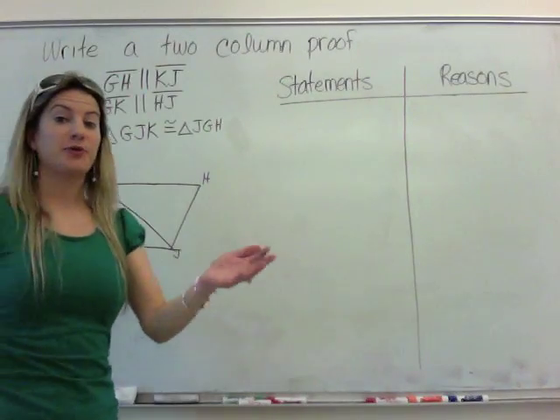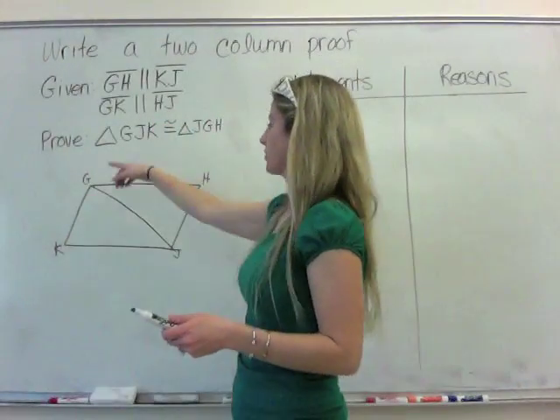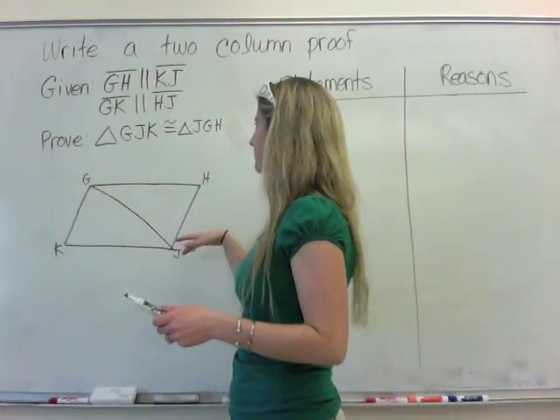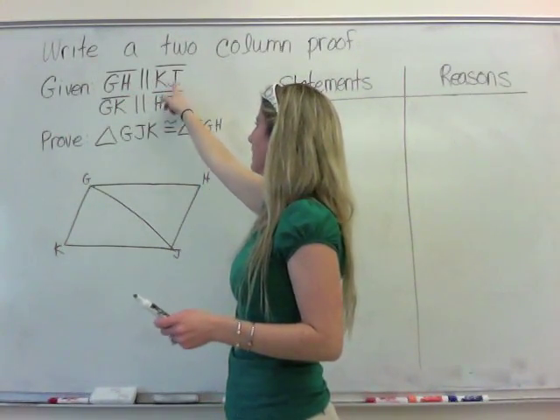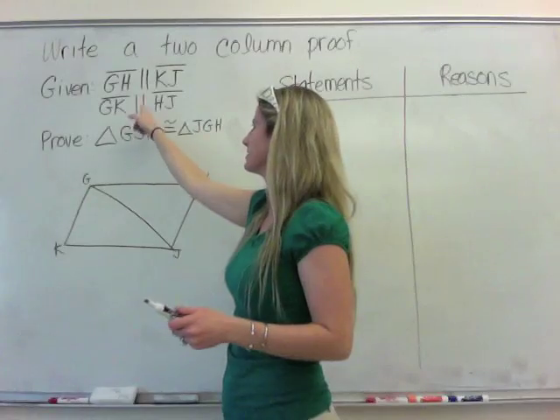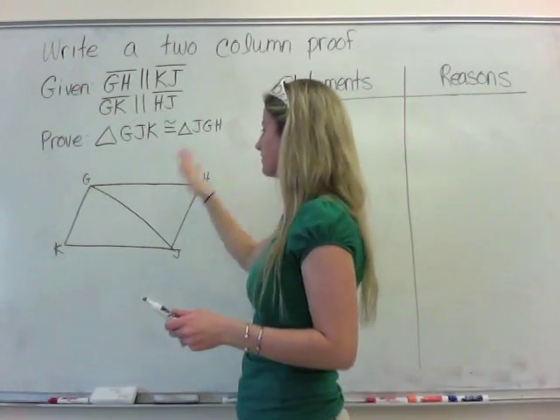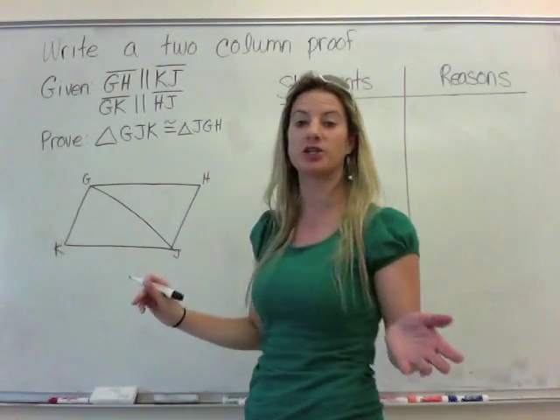Okay, so let's try another proof. For this proof, we have that segment GH is parallel to segment KJ, and we know that GK is parallel to HJ. So we have this quadrilateral here, and we know some information about it.